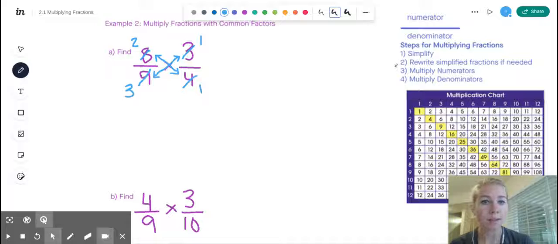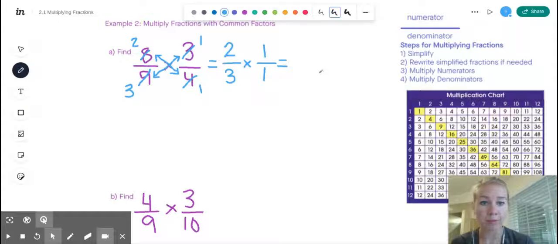Step 2, rewrite simplified fractions if needed. So this looks pretty messy right now, so we're going to rewrite them so they're easier to see. So remember, my 8/9 has turned into 2/3. And my 3/4 has just turned into 1/1. Okay?